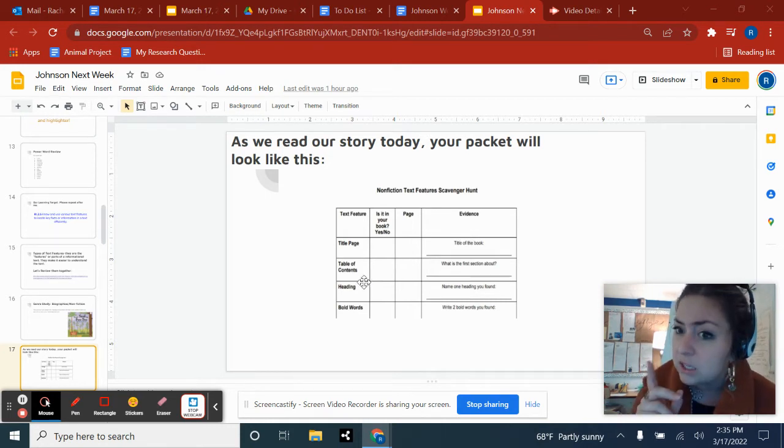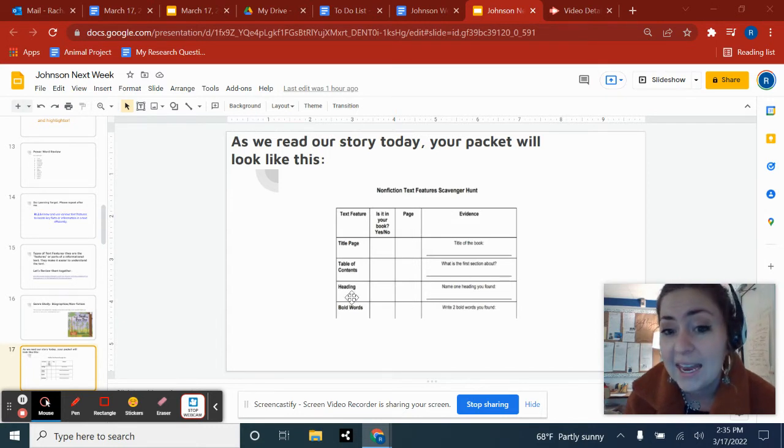Table of contents. Let's go see if we can find that one. Flip, flip, flip. Yes, I do see the table of contents. It's in my book. Yes, it's on page blank. What is the first section about? Well, right underneath where it says table of contents, the very first topic it tells me to get ready to read about is blah, blah, blah. And they tell me that I can find that on page blah, blah, blah.